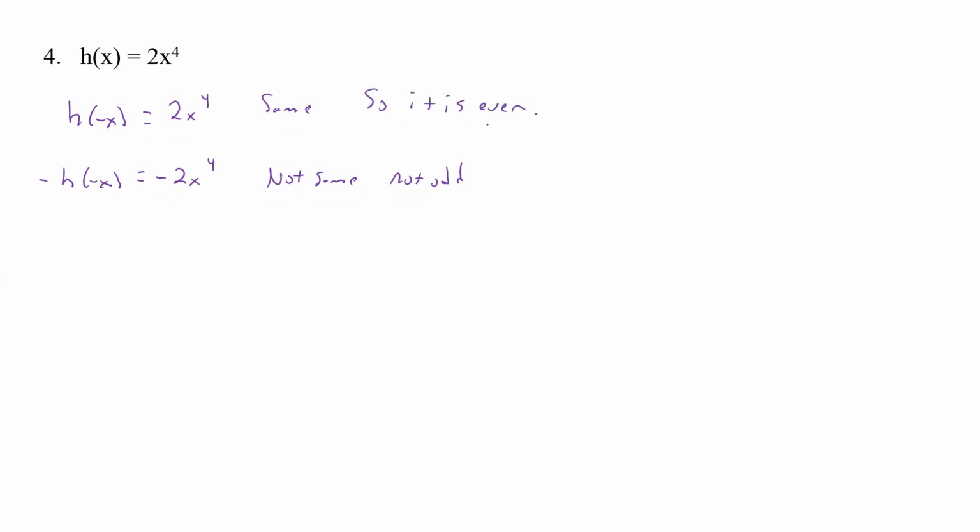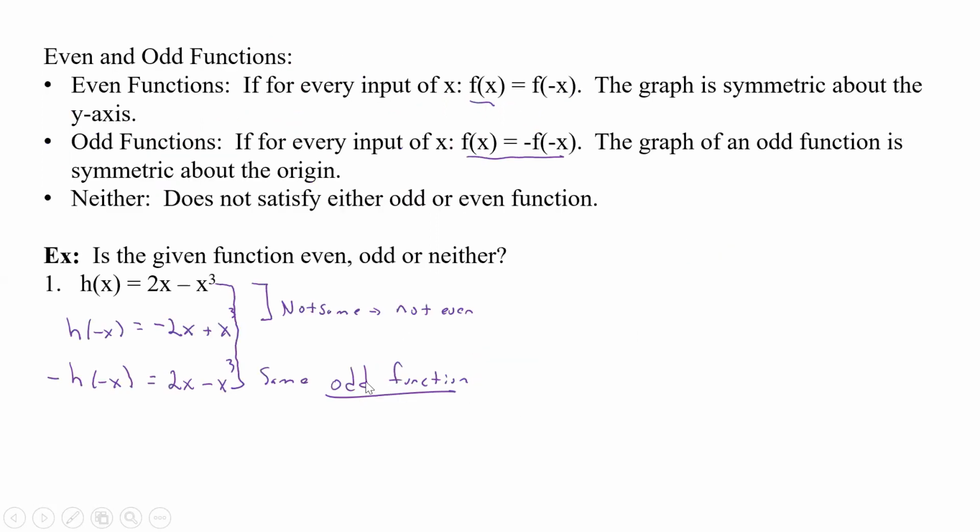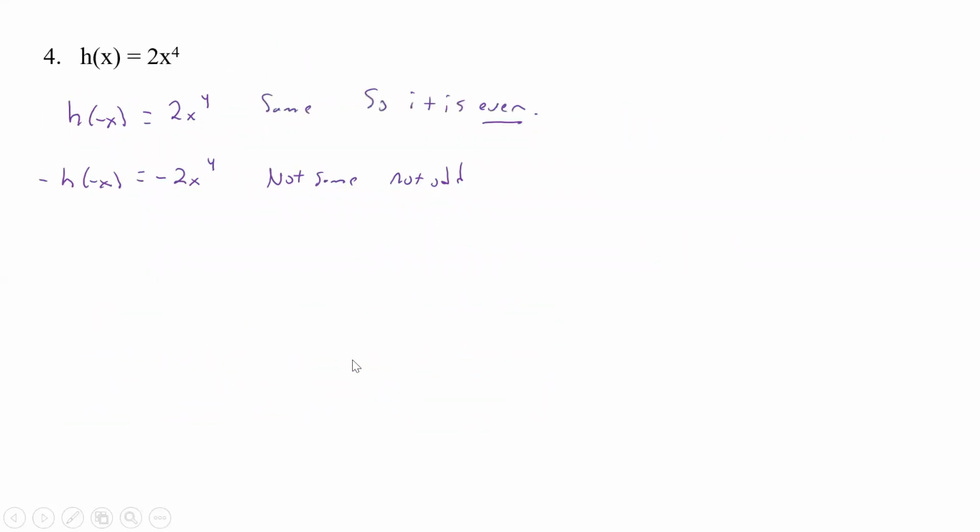Okay, so we've had an even one, we've had neither, another neither, and we've had an odd. And so that's kind of how you're going to work through all of those, going from finding where the original value is as far as h of x is equal to something, then h of negative x, and then the opposite of h of negative x. So hopefully that will help you on that section, and I'll come back for next one.